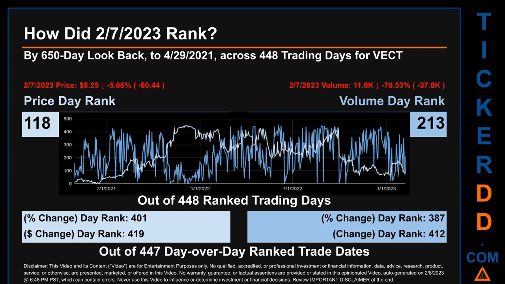The line graph overlays price and volume's daily ranking, as shown respectively in light versus dark blue, across those target trading days. In this view, essentially the dips are good whereas the spikes are bad.